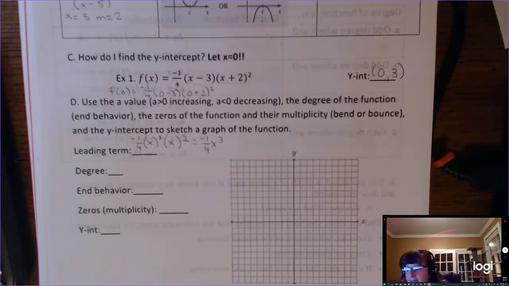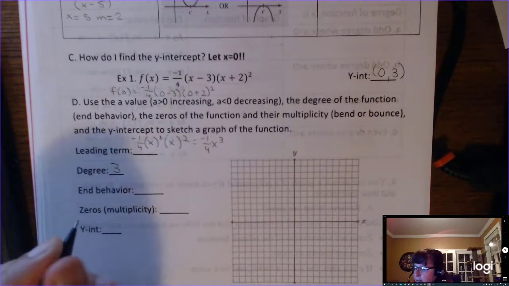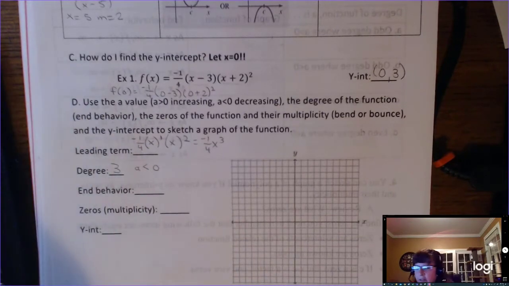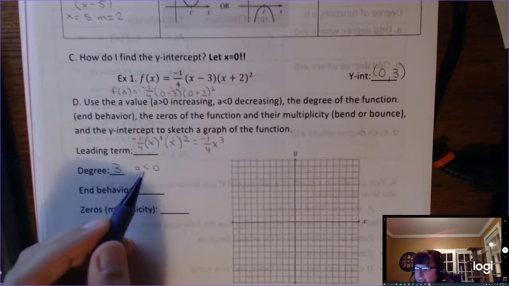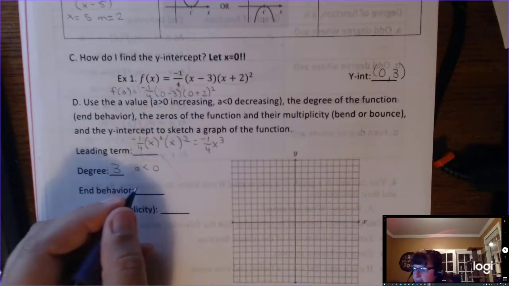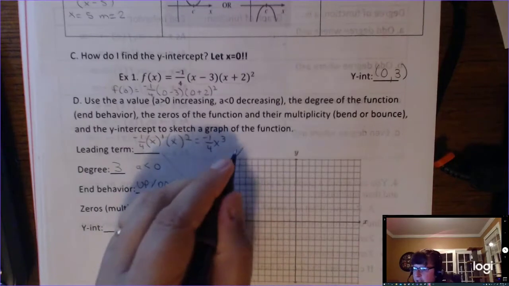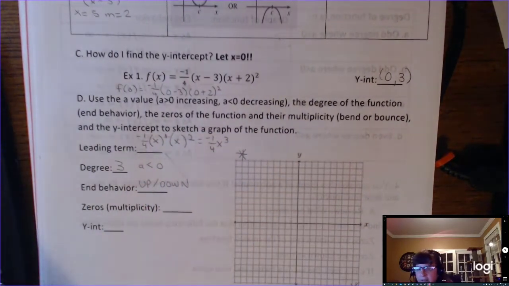Okay. Now that you have the leading term, you can look at it and say, okay, the degree is 3. And also a is negative. So you have to go back and memorize, look at the other side of the page if you need to. If you have an odd degree, remember it's opposite. If a is negative, it's a decreasing function. So this behavior is going to be up, down. Okay, that means you're going to start somewhere up here and end somewhere down here.